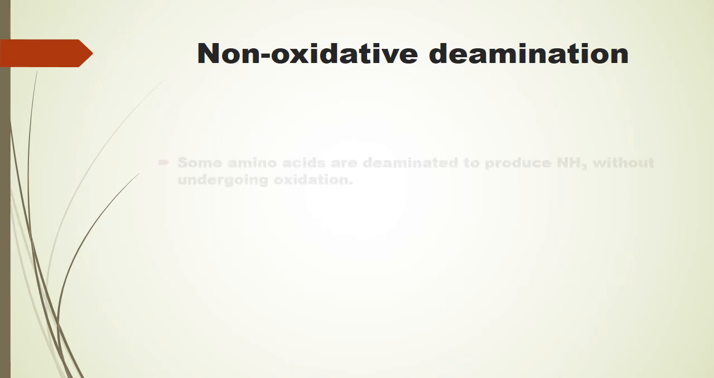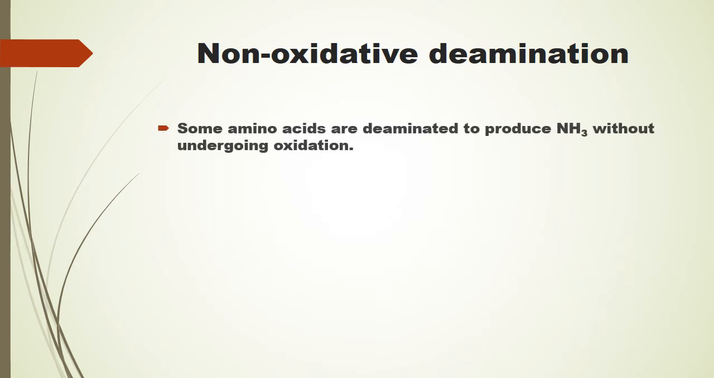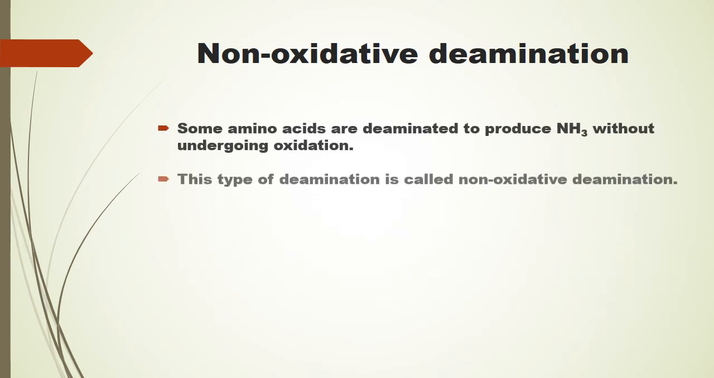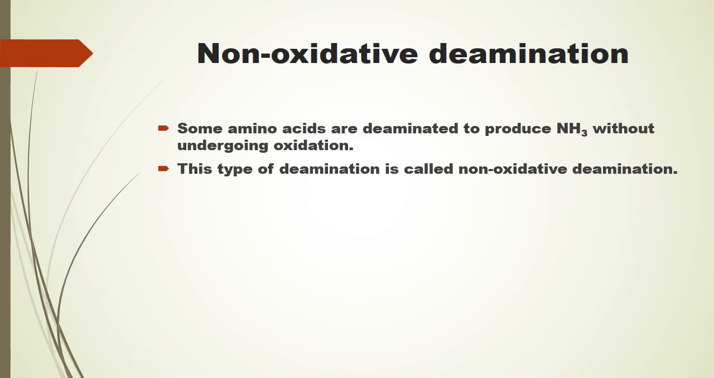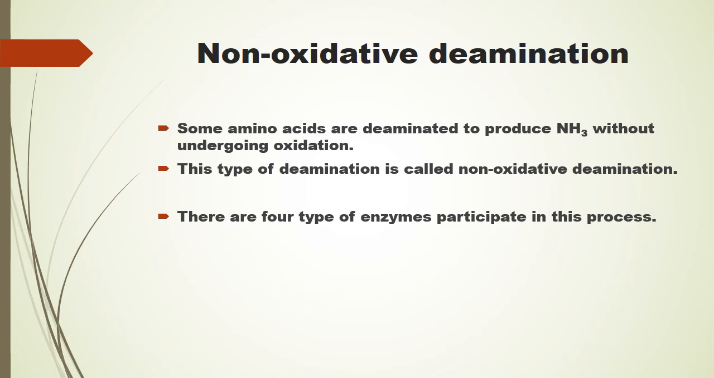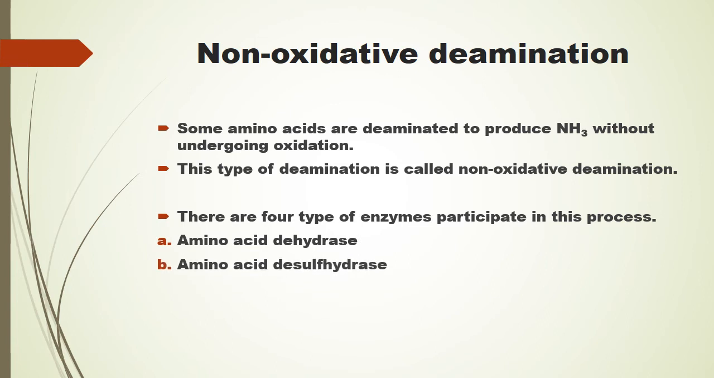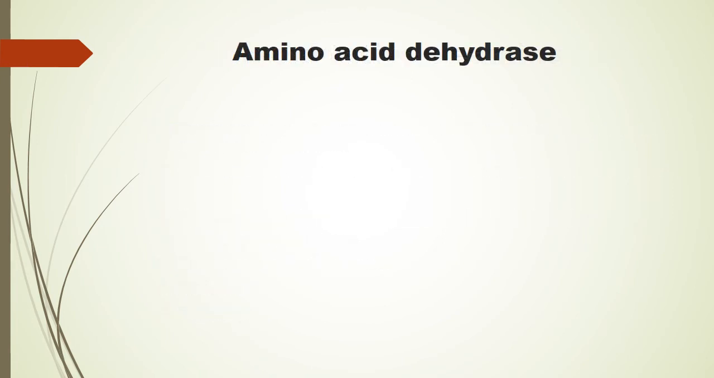Non-oxidative deamination. Some amino acids are deaminated to produce ammonia without undergoing oxidation. This type of deamination is called non-oxidative deamination. There are four types of enzymes that participate in this process: amino acid dehydrase, amino acid desulfohydrase, histidase, and aspartase.